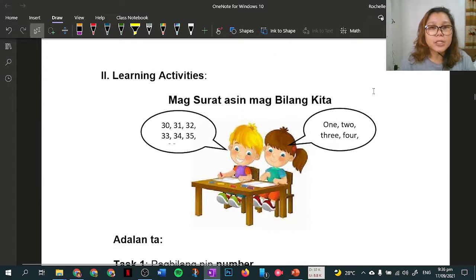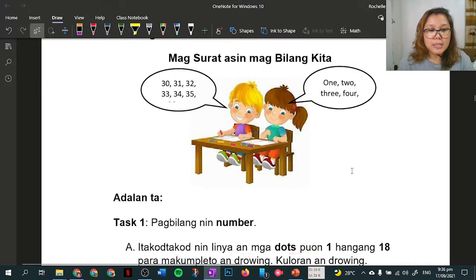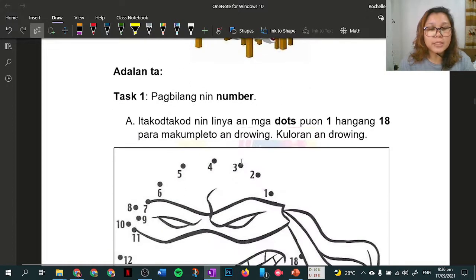Okay, so for our learning activities, it's composed of 3 tasks. So, starting with magsurat as in magbilang kita. So, adalan ta, task 1, this is like a game, pagbilang nin number. Part A, itakod-takod ni Ninya or connect the dots, puon 1 hanggang 18 para makompleto ang drawing, koloran ang drawing.